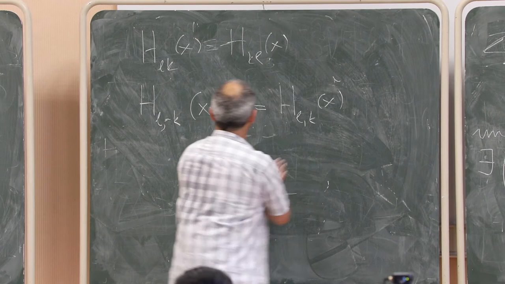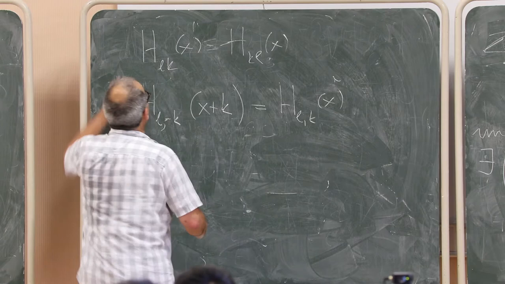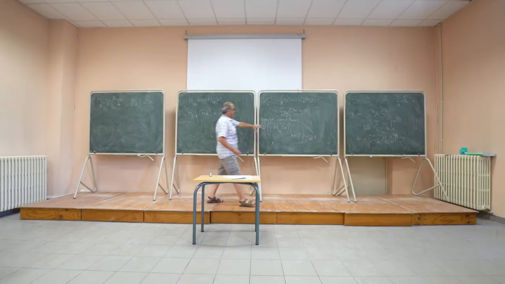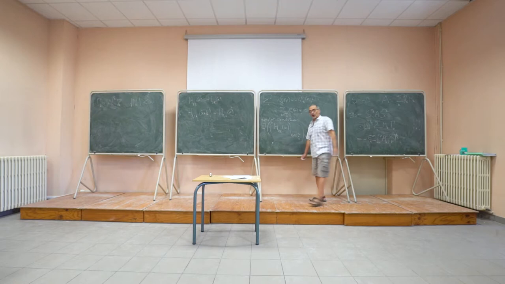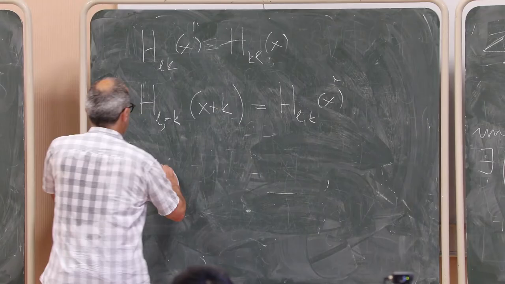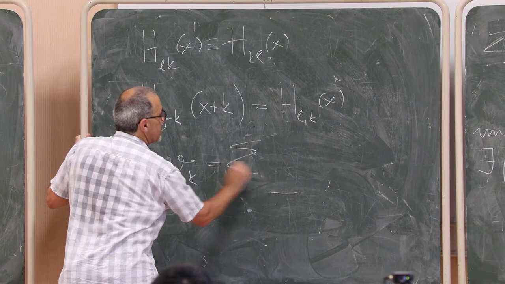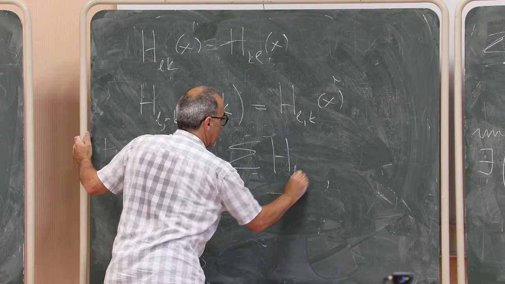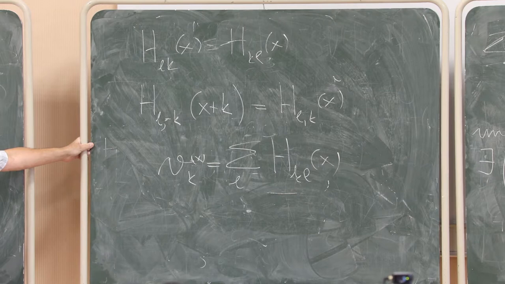There exists such an object with these symmetries. We call it a stream tensor. It's a tensor such that V_k(x) is equal to the sum over l of H_{k,l}(x). And this corresponds to Helmholtz, and I will come to some explanations of this. Question?